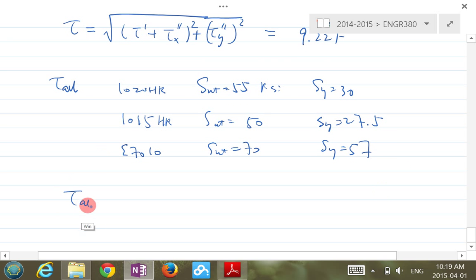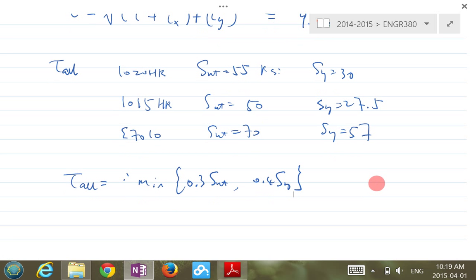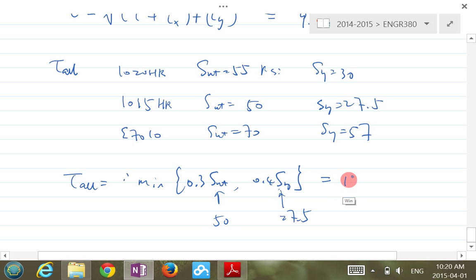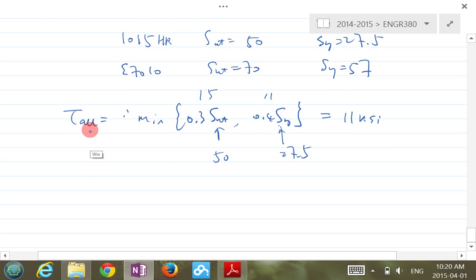So our tau allowable is the minimum of 0.3 SUT and 0.4 SY. Apparently, the minimum SUT is 50, right? The minimum SY is 27.5. So that's where you plug it in. You calculate it, you get 11 KSI. So you get this is 15, you get this is 11. Then this is the allowable one.